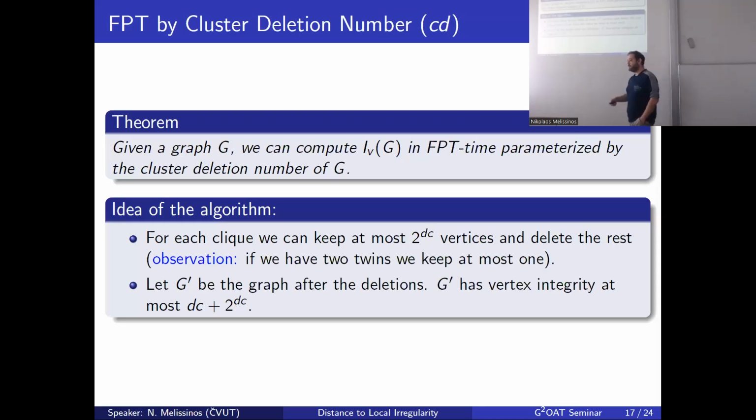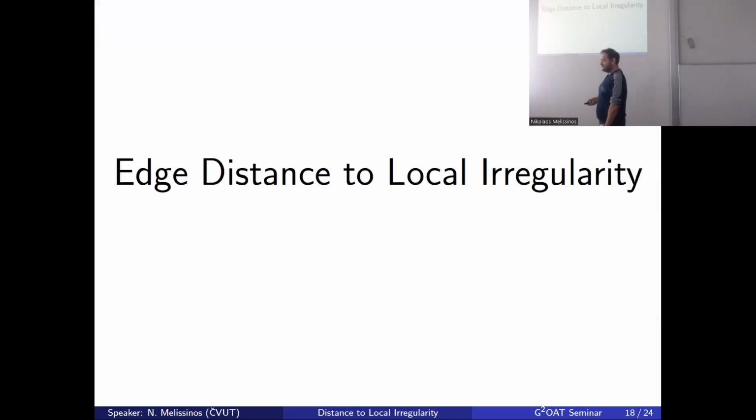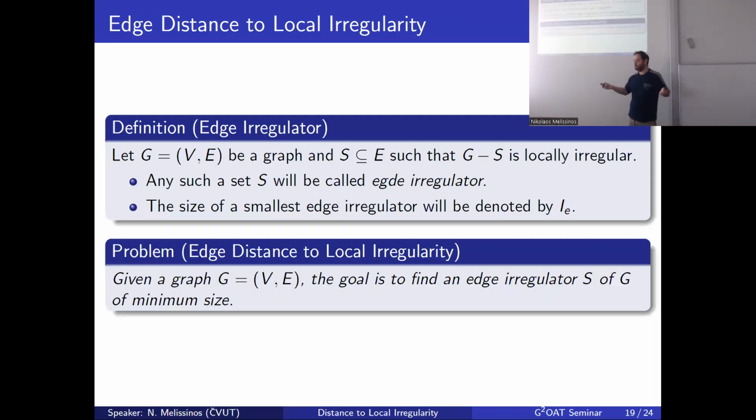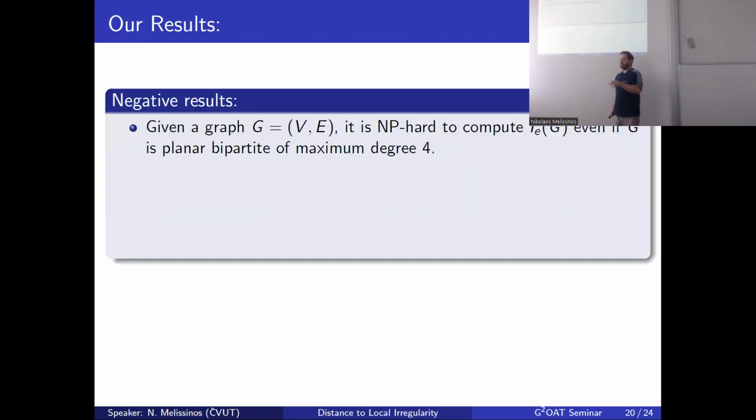Okay, so let me move forward and go to distance to edge, local edge distance to local irregularity. Similarly to the previous problem, we're defining an edge regulator, which is a set of edges that you are deleting so that you have a locally irregular graph, and we want to find a minimum size edge regulator. And this is the problem that we introduce here.